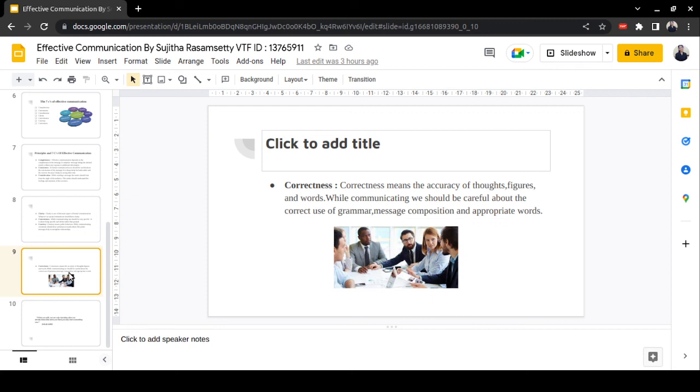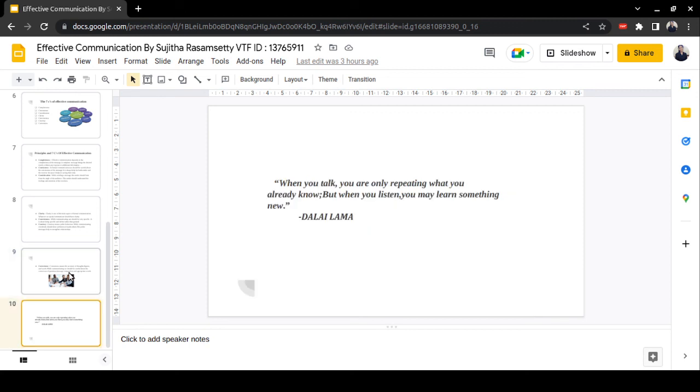And the last, it refers to a famous saying of the Dalai Lama. Everyone should keep in mind: when you talk, you are only repeating what you already know, but when you listen, you may learn something new.